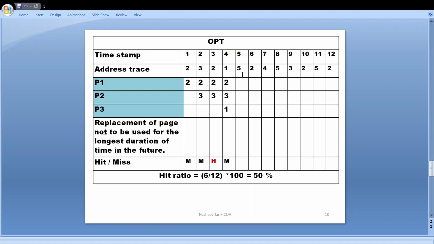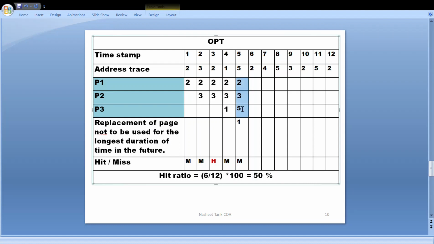So 5 is coming, so which page needs to be replaced? It will be saying that in near future 2 will be coming. In near future 3 is also coming, but 1 is not coming in near future. So the page that will be replaced is 1. So new page 5 will come in place of page 1. And it was a case of miss, that is why swapping occurred.